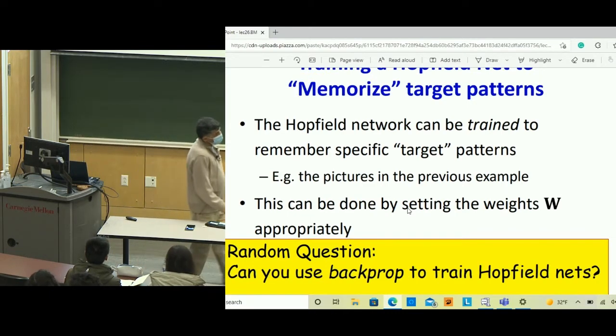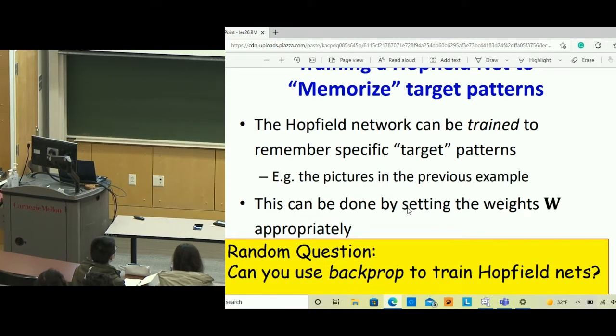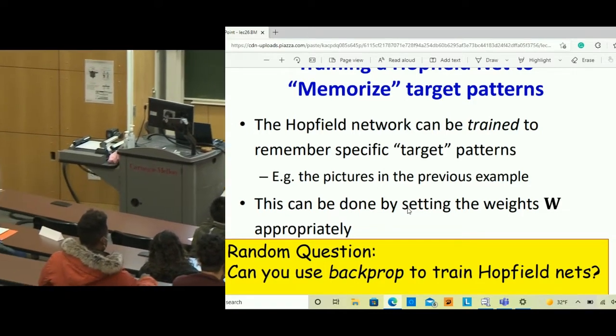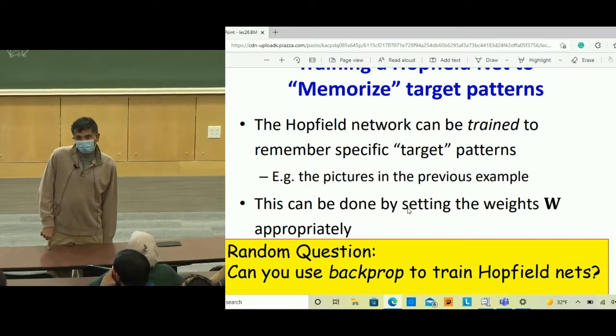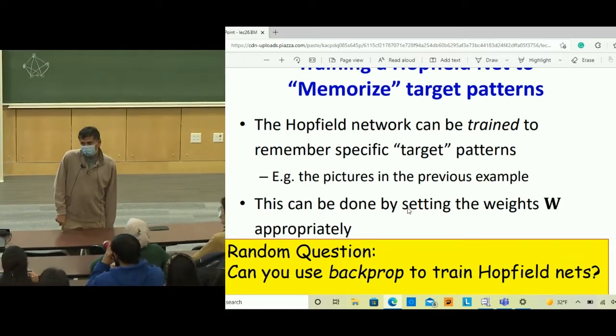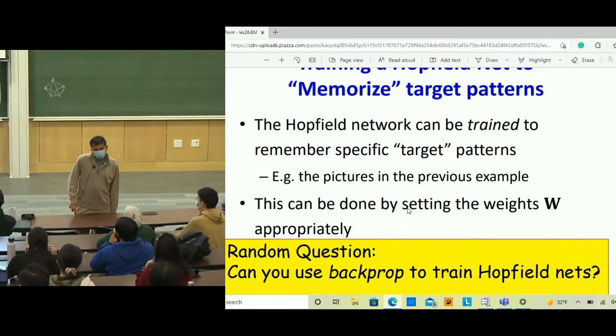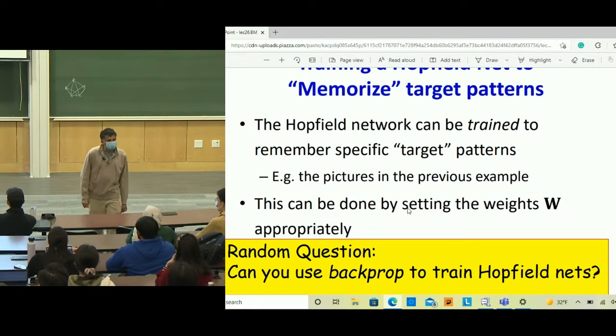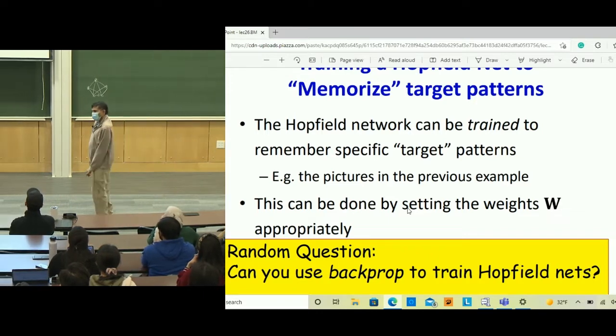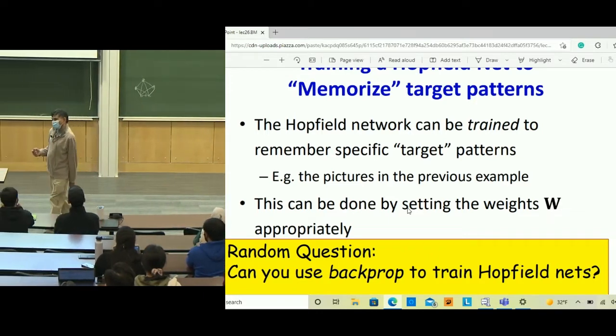So we saw how to train a Hopfield network. So here's a random question. Does anybody want to take a shot at answering this question? Do you think we can use backprop to train a Hopfield network? Anyone want to take a guess? Why not? It's not a DAG, or there's no real pattern as to where it starts and where it ends. Okay, anybody else want to guess?